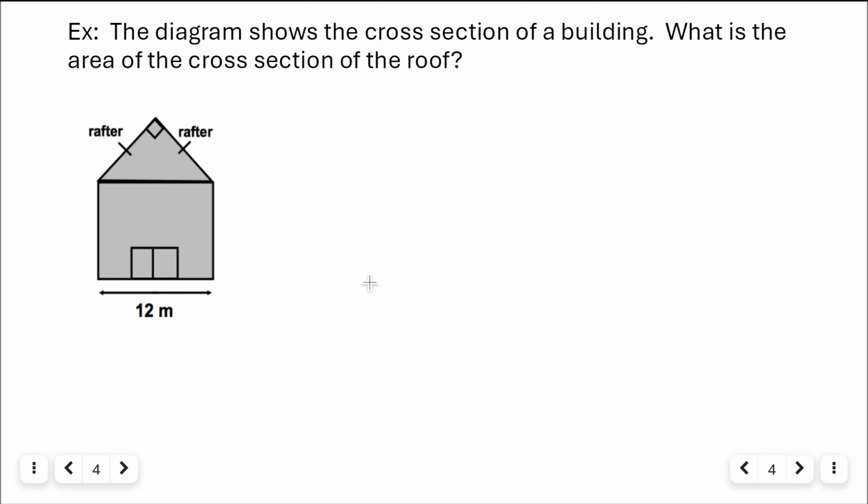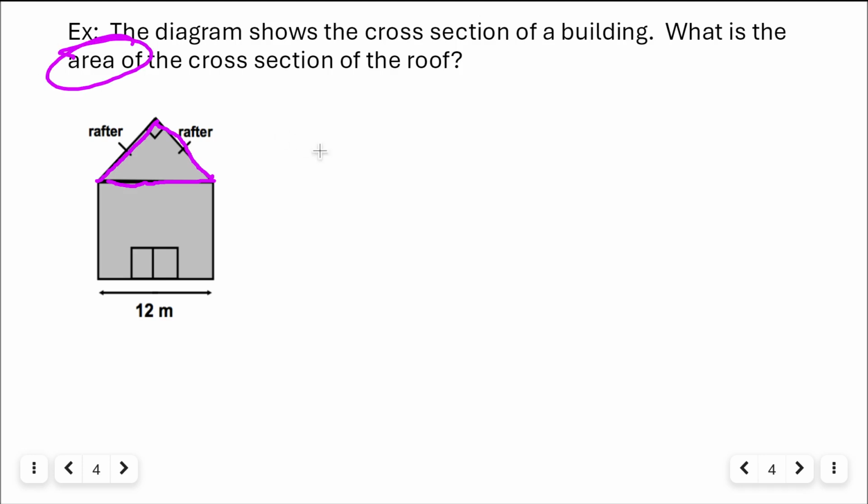So here's another example. Okay, the diagram shows the cross-section of a building. So the cross-section is if you cut into a house, what does a piece of that house look like, right? What does the side of it look like if you cut into it? This is what it would look like. All right, what is the area of the cross-section of the roof? So here's the roof.